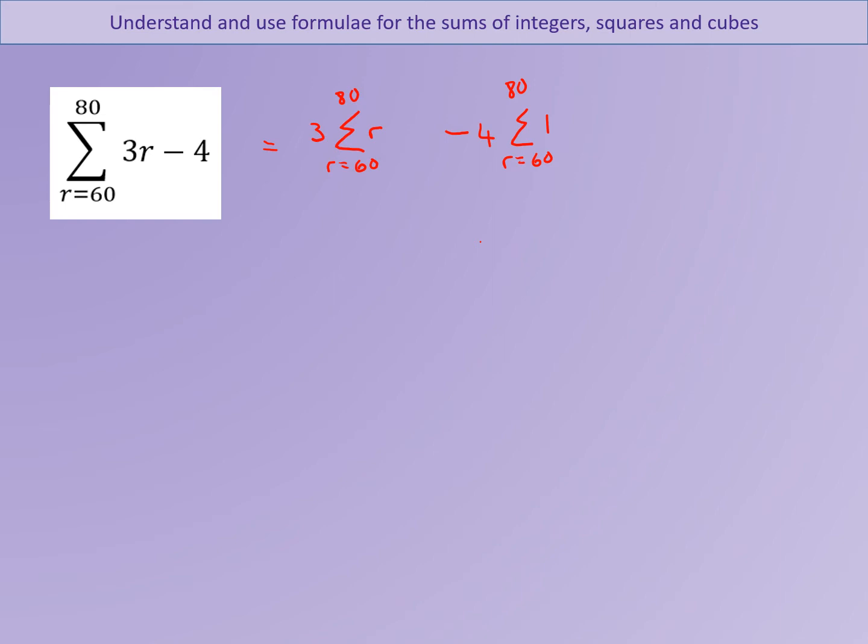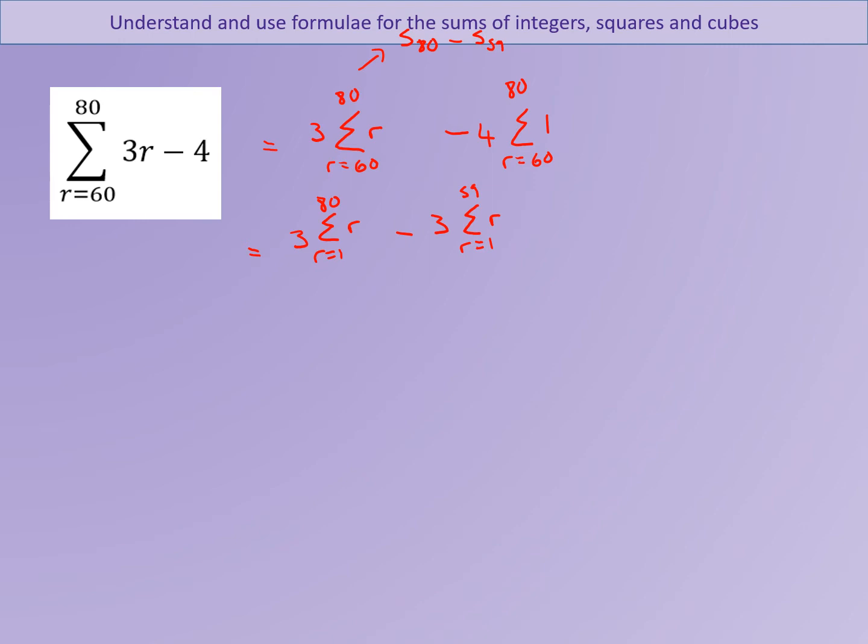So essentially what we're doing, if I use the letter S to represent sum here, is S80, which is the sum of the first 80 terms, take away S59, the first 59 terms. I'll do the same for both of those. So the first term, this 3 times the sum of the integers: we work out 3 times the sum of the integers starting at 1 ending at 80, then take away 3 times the sum of the integers, starting at 1 and ending at 59.